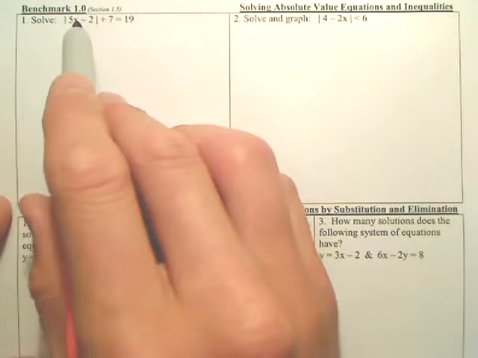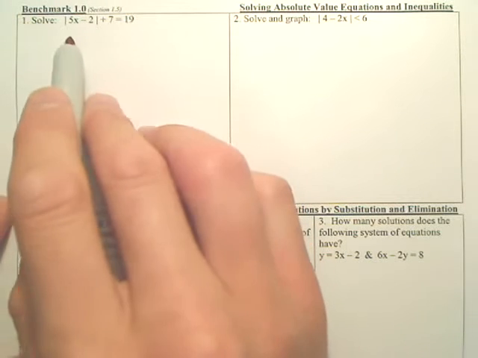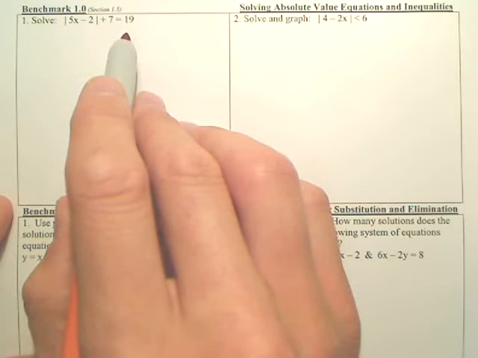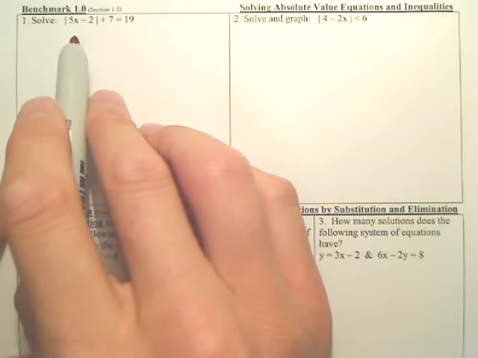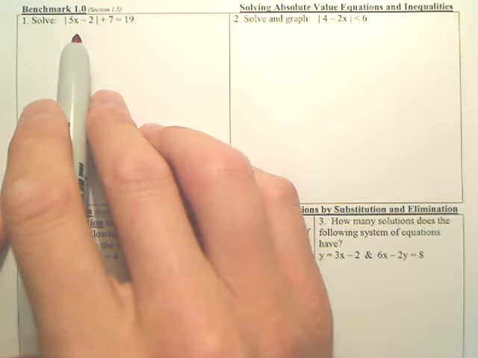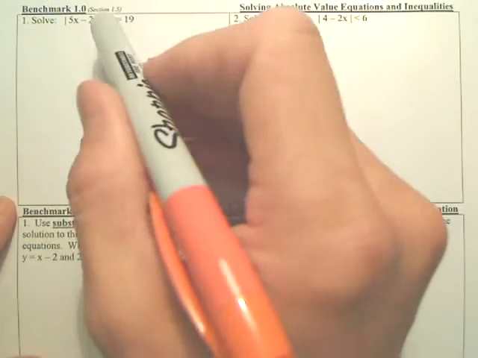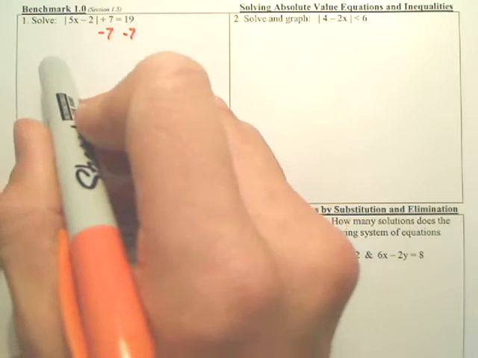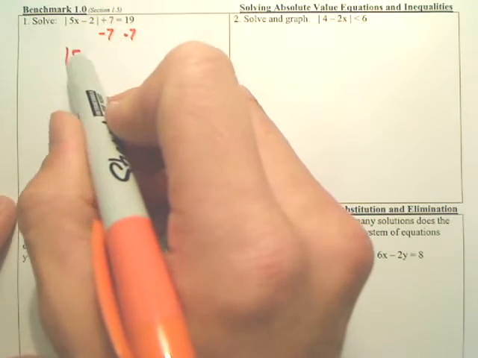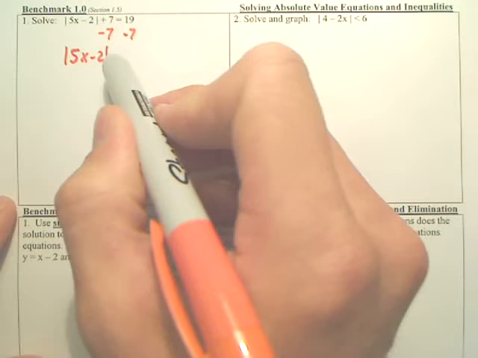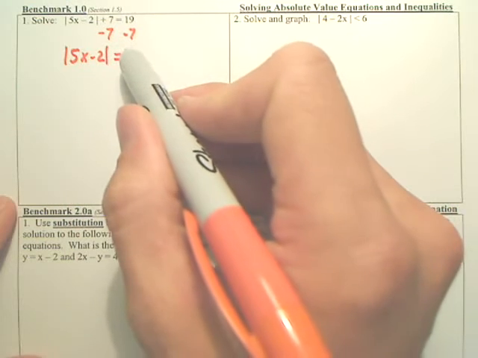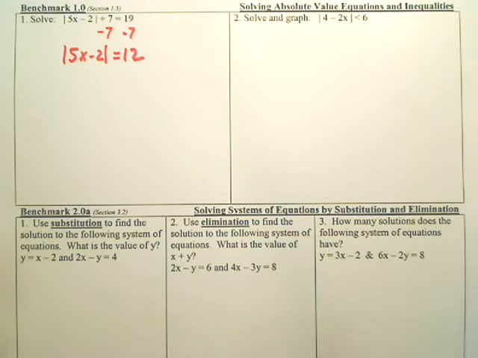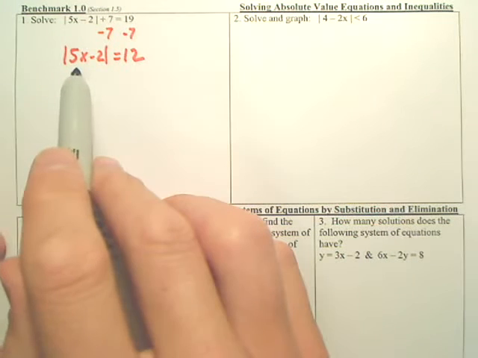Number 1 here. Benchmark 1, number 1. In order to solve this absolute value equation, we first need to get the absolute value by itself. I call it isolate. So we have to minus this 7 over. And once we do that, we're going to get 5x minus 2 equals 12. So once we do that, we have the absolute value isolated.